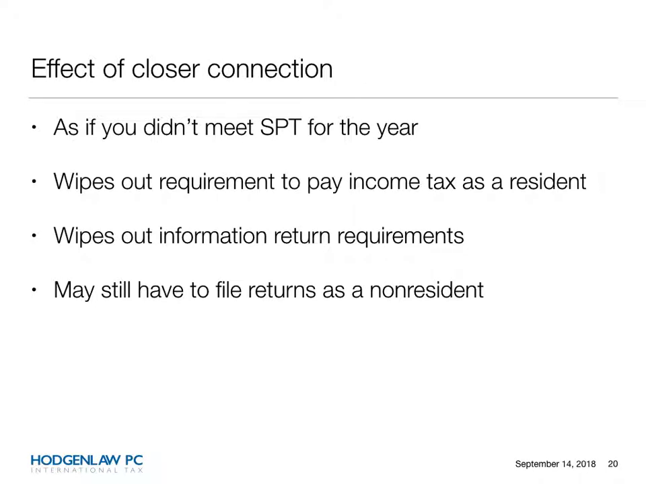The effect of having a closer connection to another country than to the US is that it will be as if you never met the substantial presence test for the year. You're no longer treated as a US resident, and you don't have to file a 1040 or any information returns such as the FBAR, 8938, 8621, 5471, etc. However, if you have any US source income, you may still have to file as a non-resident and prepare a 1040-NR.